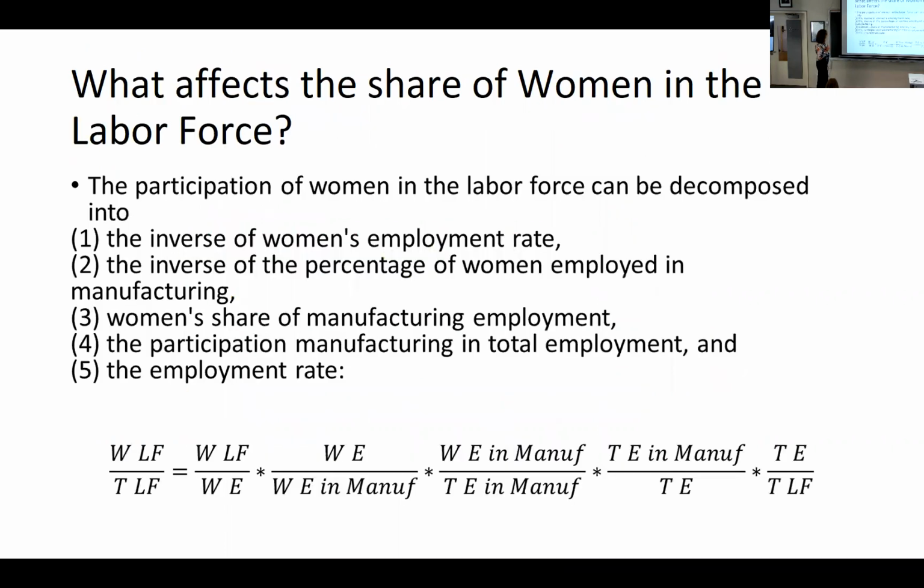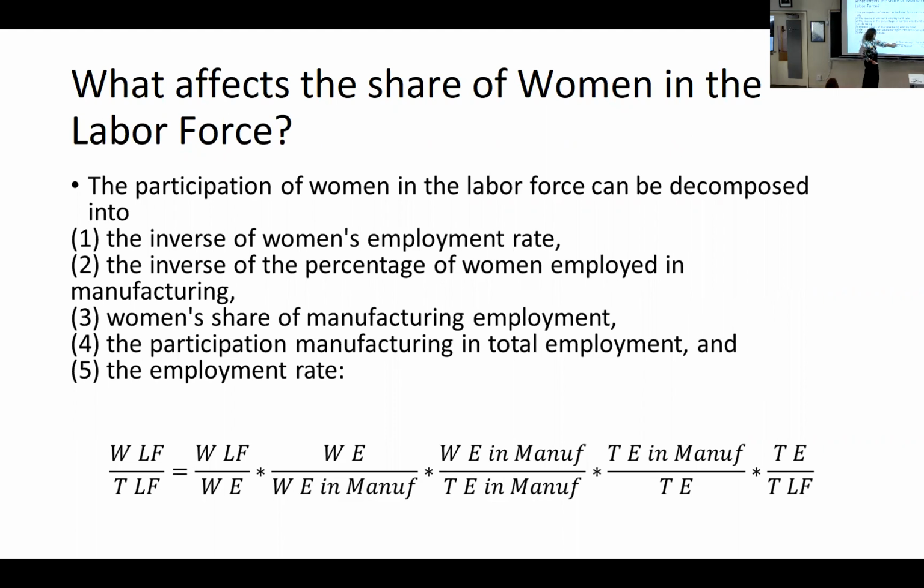So this is the decomposition that we make. Again, I'm going to focus on everything that has to do with manufacturing because of the literature I just mentioned. But in order to make this decomposition work, we have some other indicators here. The first is the inverse of women's employment rate. The second is the inverse of the percentage of women employed in manufacturing. So of total women employed, what's the percentage that is in manufacturing?